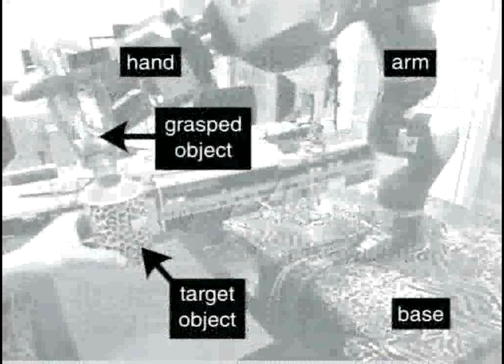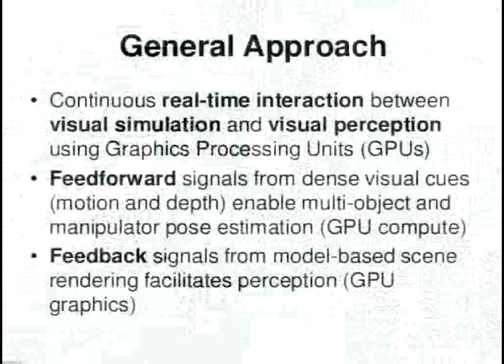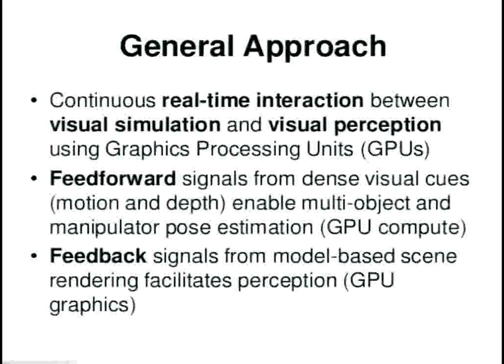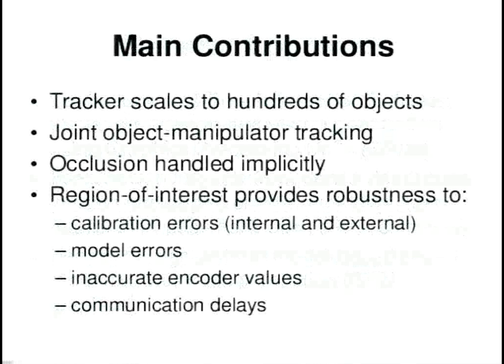So there are many objects of interest that need to be tracked with very high precision in order to do this. Our tracking approach relies on a continuous real-time interaction between visual simulation and visual perception. And this all happens inside the graphics processing unit. There's a lot of feed-forward and feedback communication going on between rendering and extracting optical flow and low-level vision. The advantage of this is that our tracker can scale to hundreds of objects in real time.